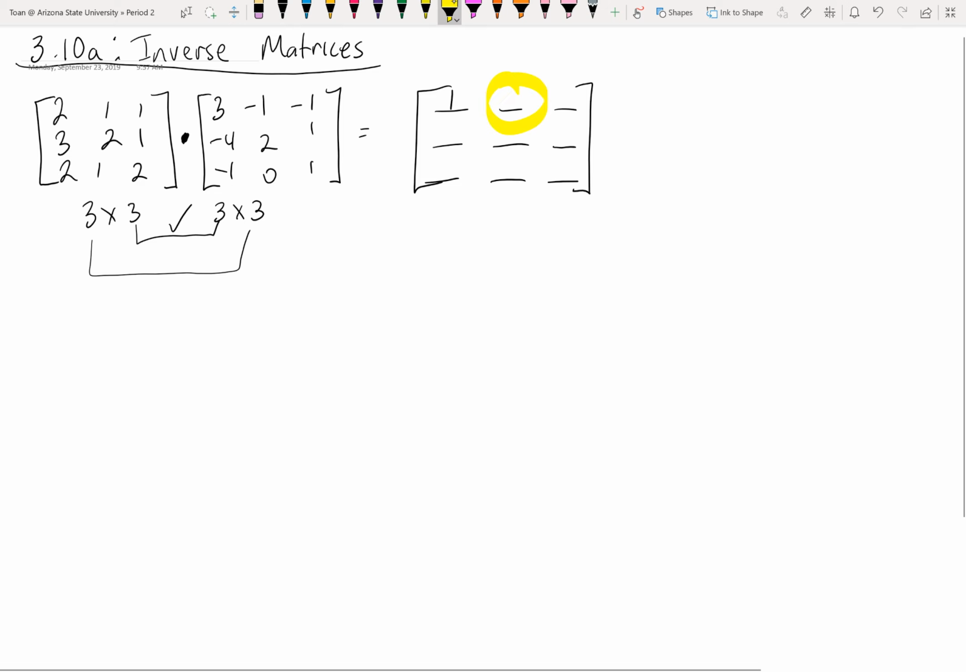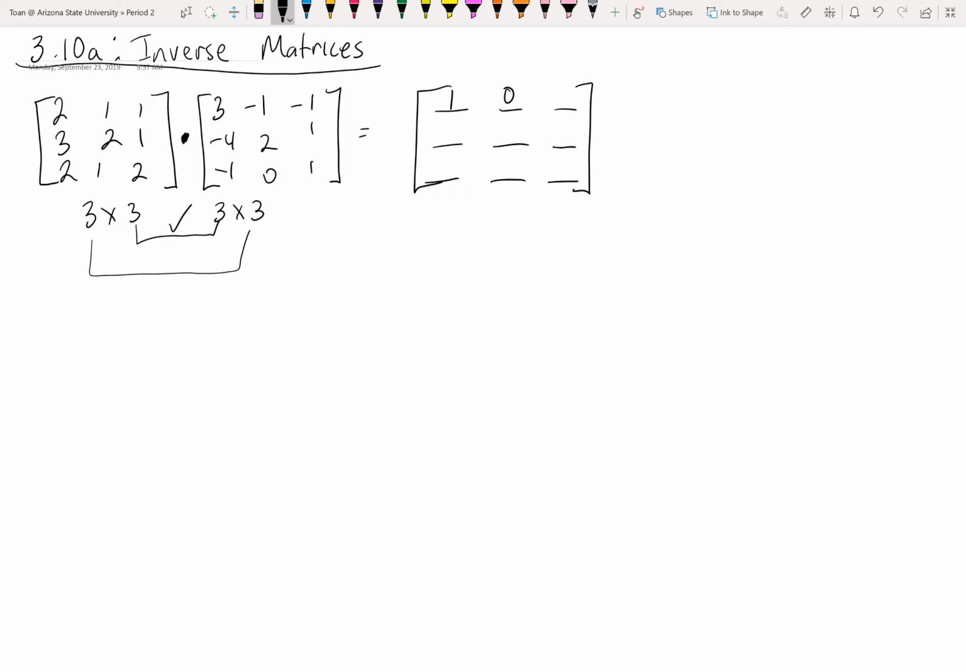So let's go ahead and do this part here. That's row 1, column 2. So I'm using row 1 with column 2. I'm just going to say this out loud. 2 times negative 1 is negative 2. 1 times 2 is 2. 1 times 0 is 0. Negative 2 plus 2 plus 0 is 0. On and on you go. You guys know how I'm multiplying this, right? So I'm going to fast forward through it.